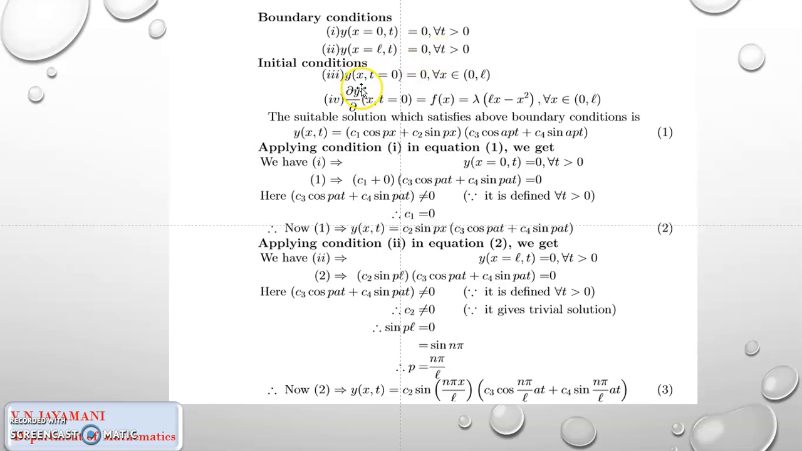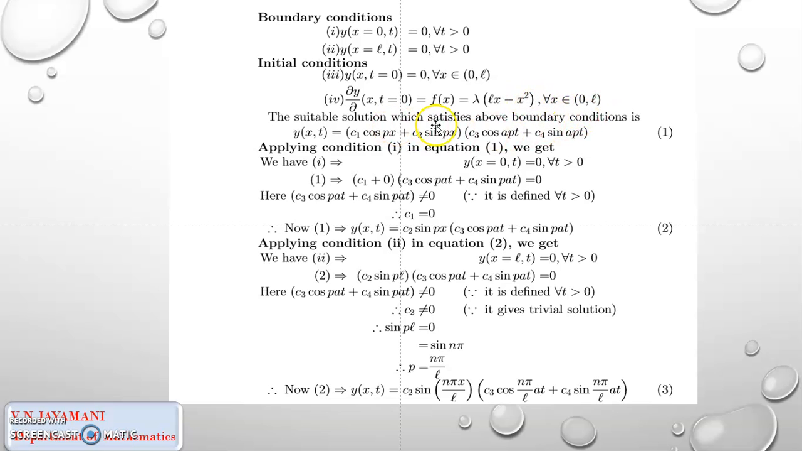Next, the initial conditions. Previously we took dou y by dou t of x comma 0 equal to 0, but here we have an initial velocity. The initial displacement is 0, so y of x comma 0 is equal to 0. Dou y by dou t of x comma 0 is equal to f of x. What is our f of x? The velocity given, lambda into (Lx minus x square), for all x belonging to 0 comma L.